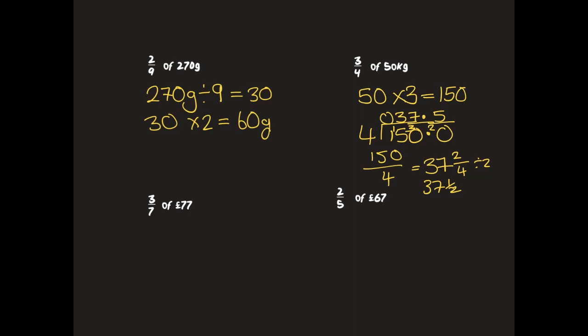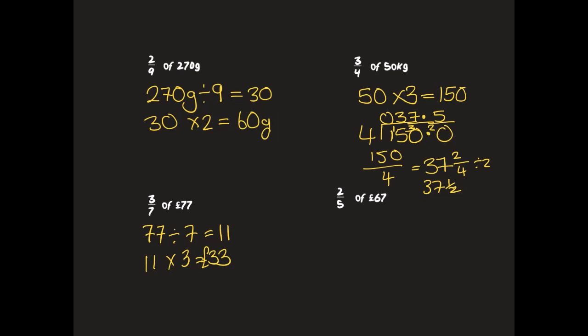Alright, so 3/7 of 77. So we'll start with divide by the bottom, because I know that 77 does divide by 7. So 77 divided by 7 equals 11. And then I'm going to times the top. So 11 times 3 equals 33. So that would be 33 pounds. Remember to put in your units.